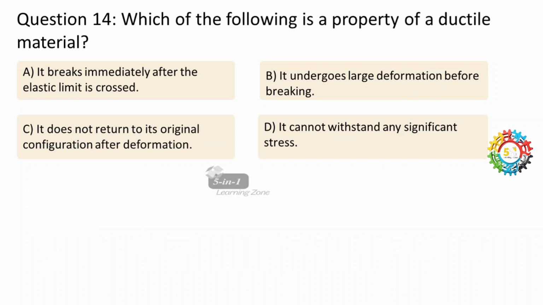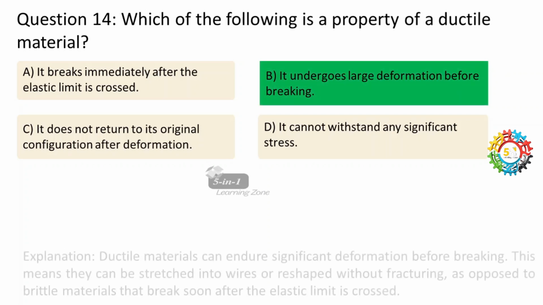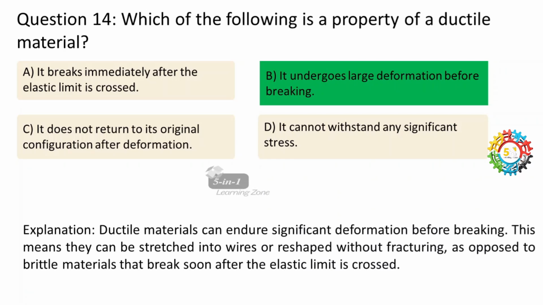14. Which of the following is a property of a ductile material? Answer: B. It undergoes large deformation before breaking. Explanation: ductile materials can endure significant deformation before breaking.